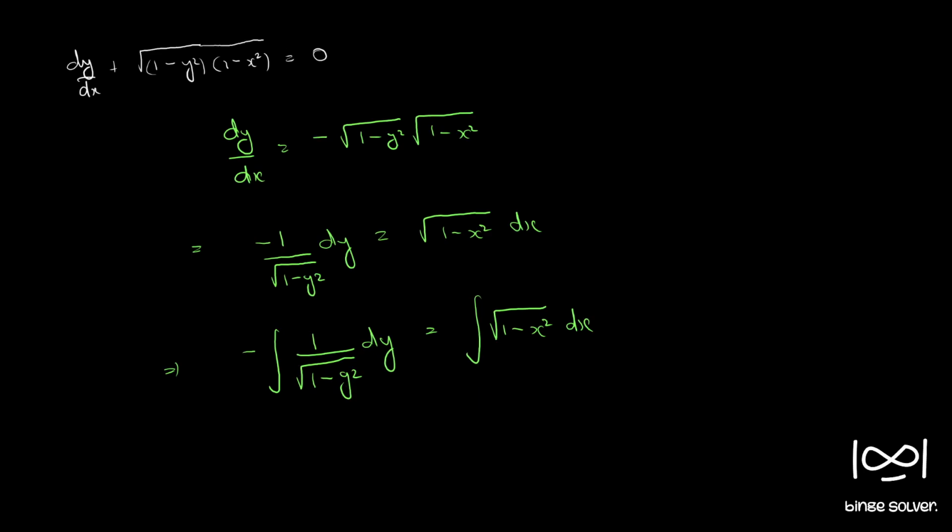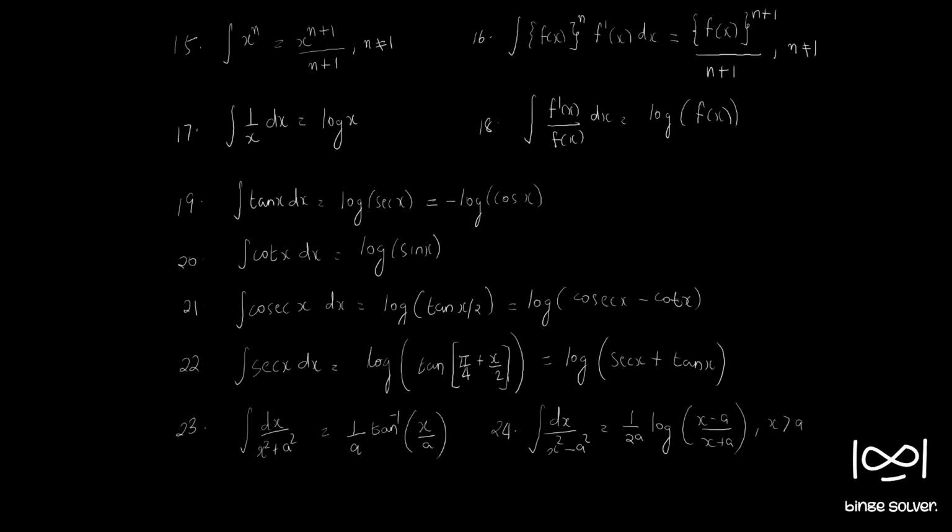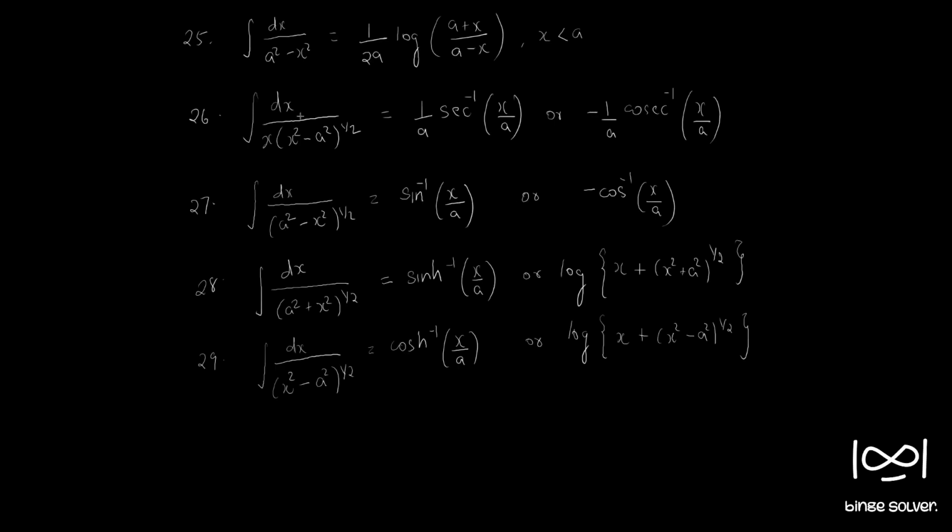I'll just show you the standard forms. So just remember, this is in the form 1 by root of (a square minus x square), and this is in the form root of (a square minus x square). So for 1 by root of (a square minus x square), we will use formula 27: integral of dx by root of (a square minus x square) is equal to sine inverse of x by a.